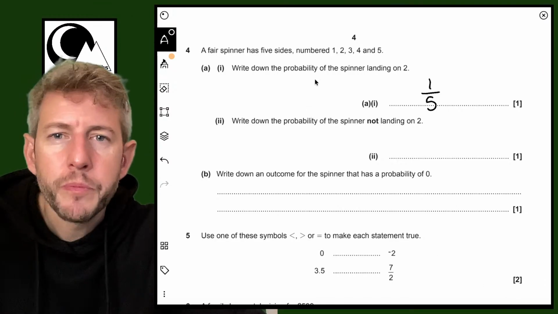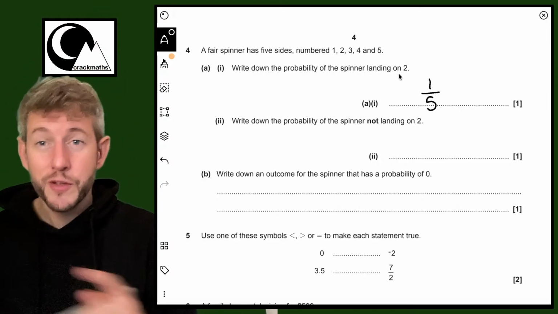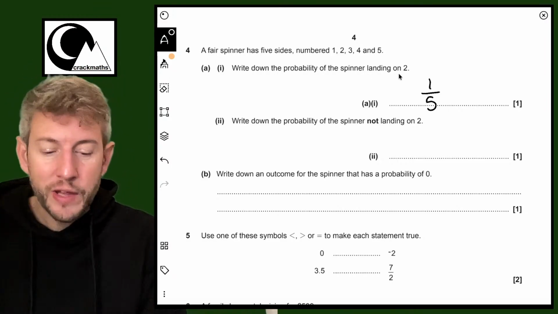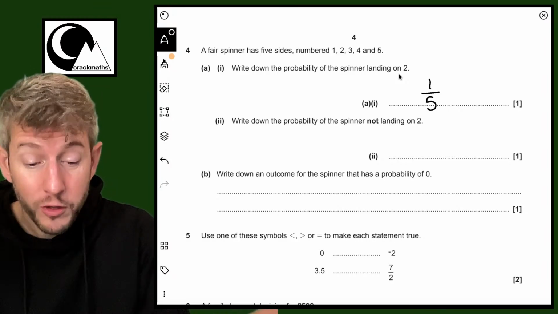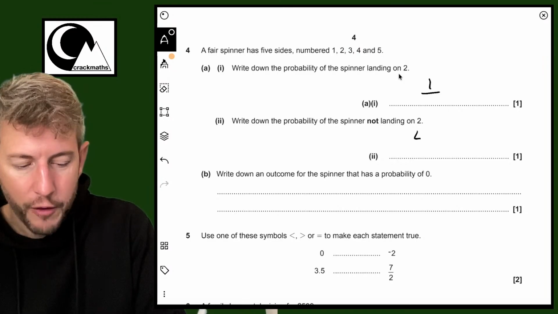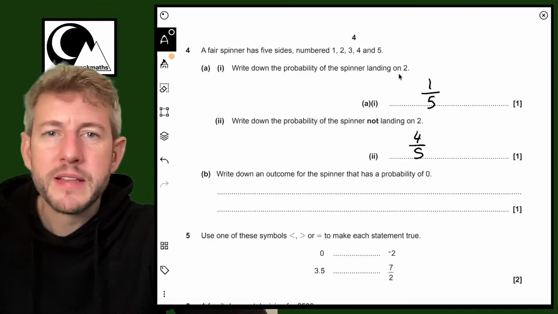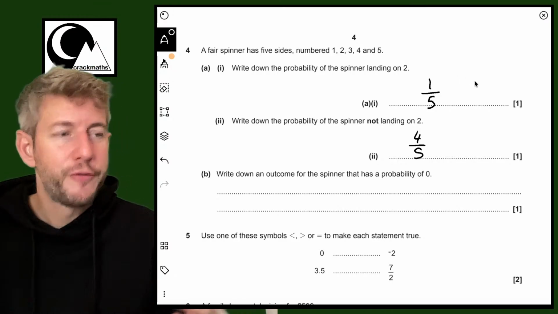Right, part 2. Write down the probability of the spinner not landing on 2. So let's look at how many options are not 2. We've got 1, 2, 3, 4. So we've got 4 options out of 5 which are not 2. Okay, so the probability of it not landing on 2 is 4 out of 5.